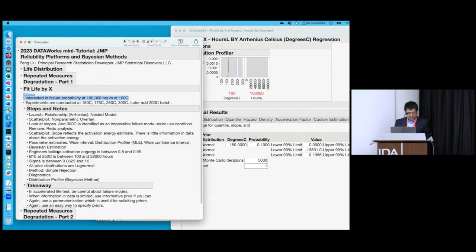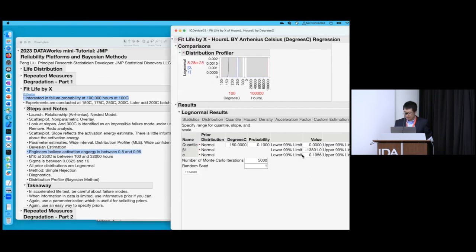So what are the numbers that I need to put in? Activation energy is 0.8 to 0.95. Again, this is the range. This is not asking for mu and sigma for the normal distribution. For sigma, I'm going to put 0.0625 all the way to 16. And for the quantile, this is 200 degrees C, 0.1 probability, and 100 to 32,000 hours. So by doing this, this is a weakly informed prior for the quantile, a weakly informed prior for sigma, and an informative prior for beta 1.